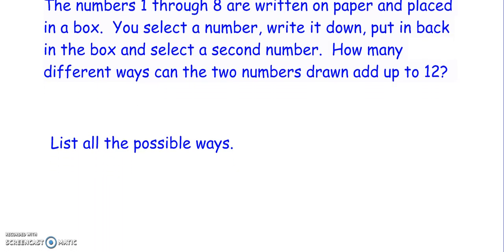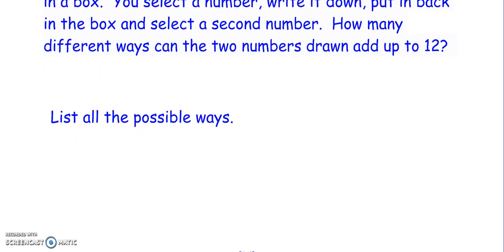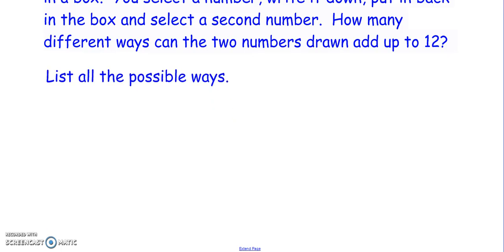So, what we're looking at is, to do this in probability, it is very important to know how many possible ways I can write this down. How many possible outcomes are there? There are 8 numbers, and I'm going to select out of these 8 twice. So I want to know how many different possible ways I can come up with this combination.